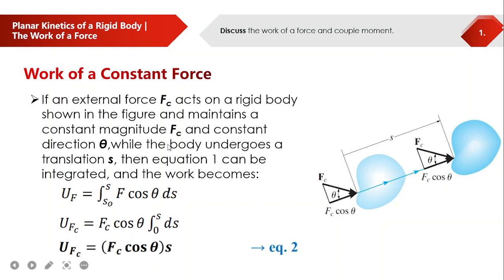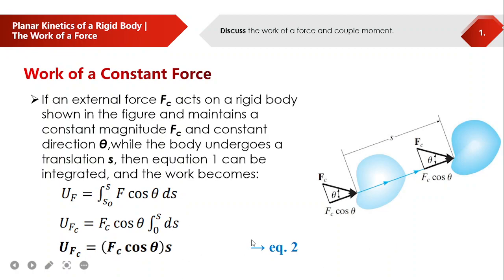So, F sub c cosine theta from initial position 0 to s, kasi nga hindi pa nag-move. So, that will be 0 and then final position niya, the s. So, your U sub F sub c is equal to F sub c cosine theta times the final position, or the difference between the two positions. Ito yung initial niya, tsaka ito yung final position niya. So, ito yung pag-solve ng work mo.